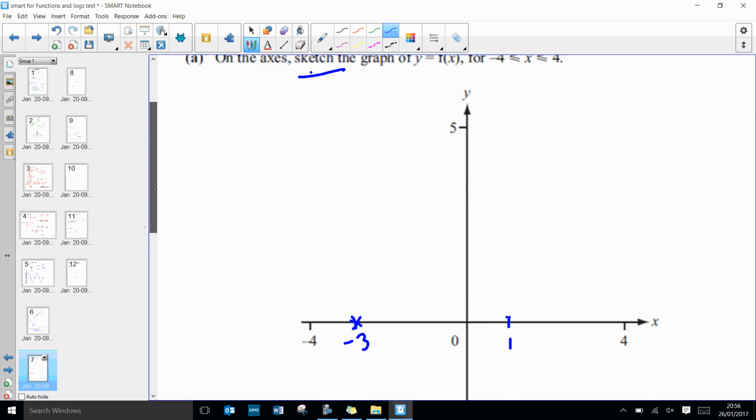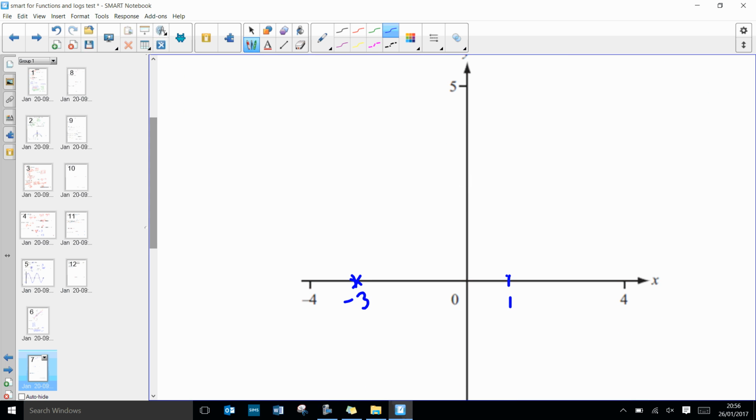We know for parabolas they are symmetrical. So the vertex is going to happen halfway between these points 1 and -3. So there are 4 units in between the points 1 and -3. So the vertex is going to occur at this value of -1. So we need to plot the coordinate -1, 4. That's going to be our vertex here. Label anything as appropriate, and then we can draw in our graph.